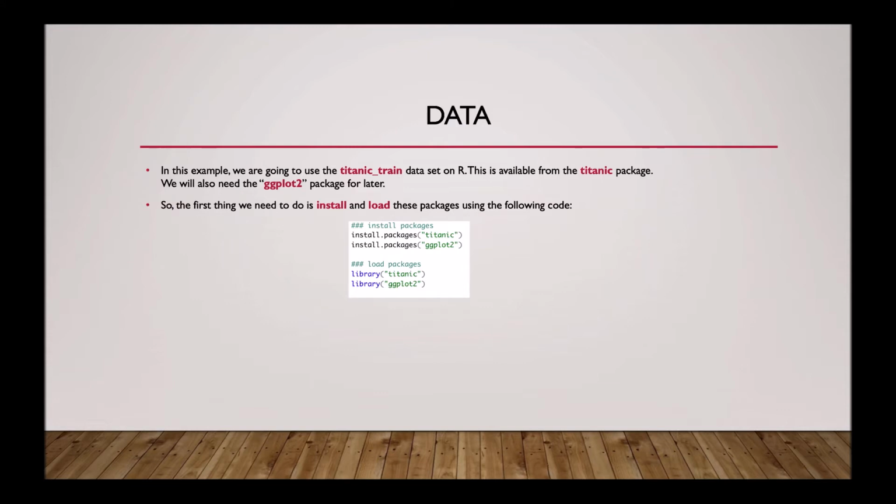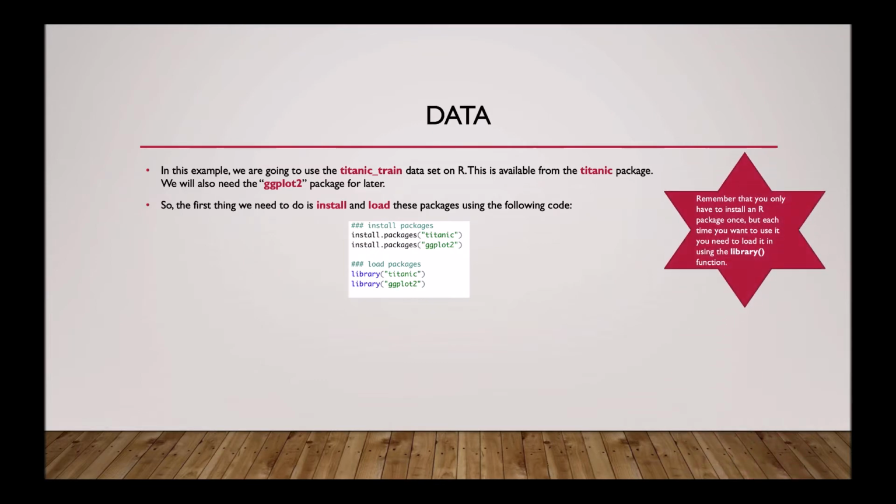In this tutorial, we're going to use the Titanic train dataset, which can be found in the Titanic package. We will also be using the ggplot2 package later on. So the first thing that we need to do is install and load these packages using the following code. Remember that you have to install an R package once, and then your R environment will remember it forever. But each time you want to use it, you need to load it in using the library function.